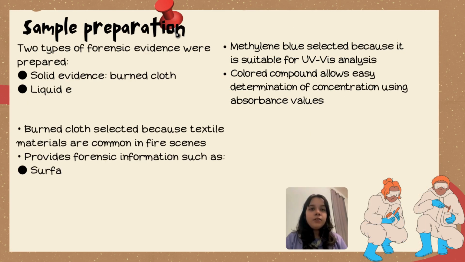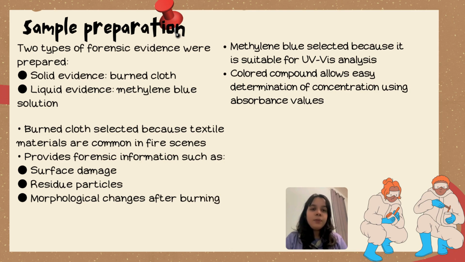For sample preparation, two types of forensic evidence were prepared, which are burnt cloth as solid evidence and methylene blue solution as liquid evidence. Burnt cloth was selected because textile materials are commonly found in fire scenes and can provide information about thermal damage and residue formation. Methylene blue was selected because it is a colored compound that is suitable for UV-based spectrophotometric analysis.